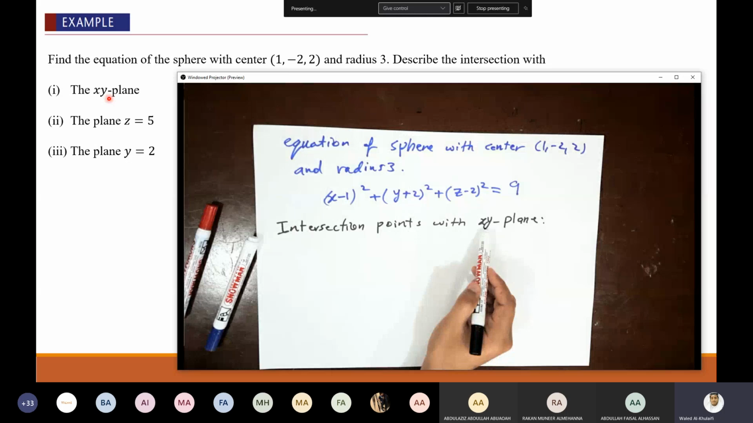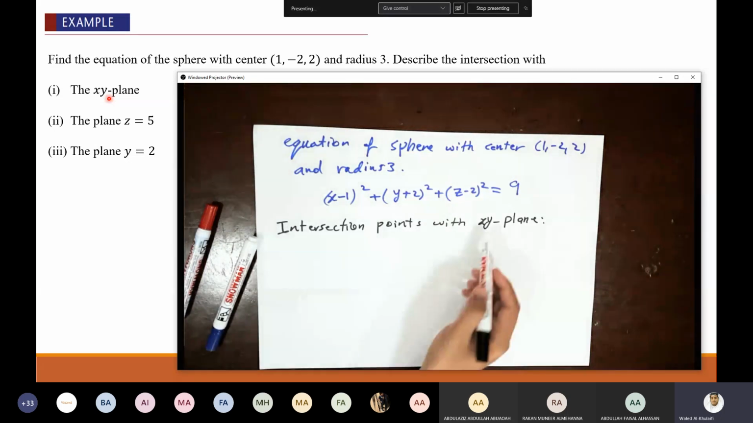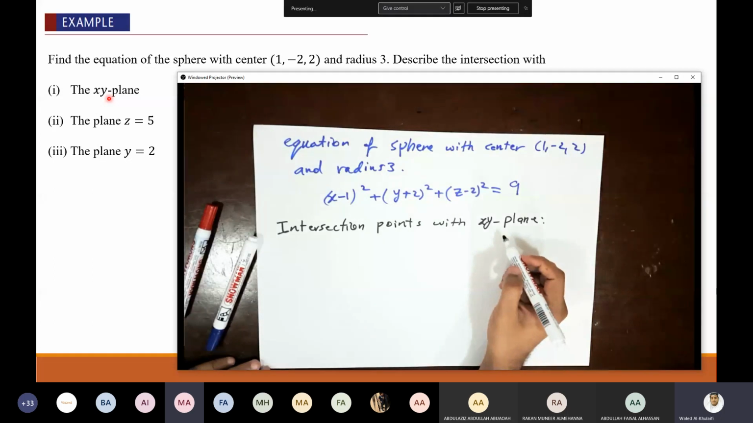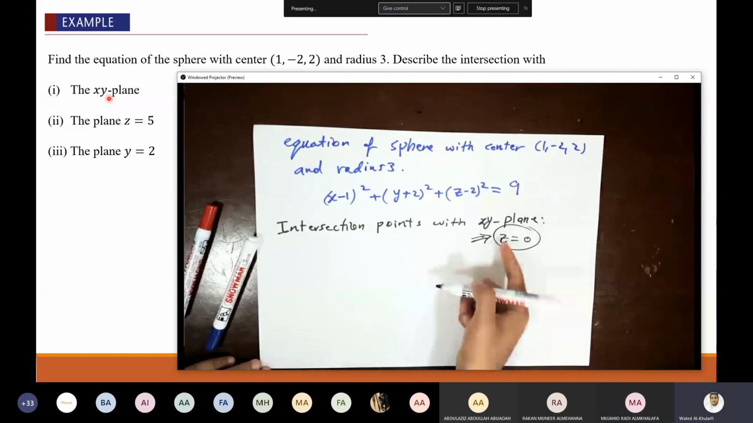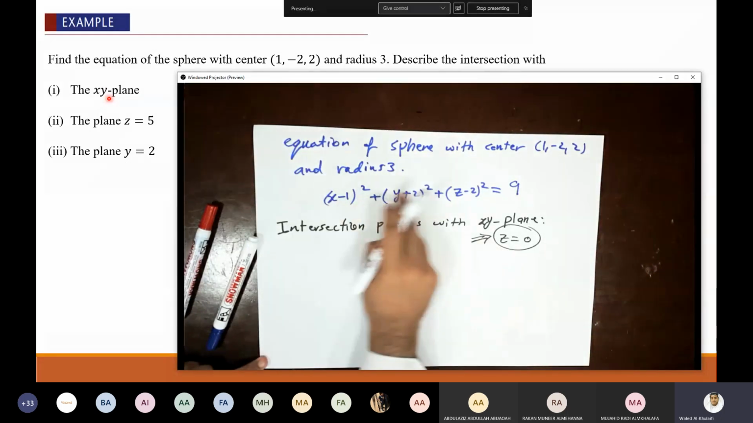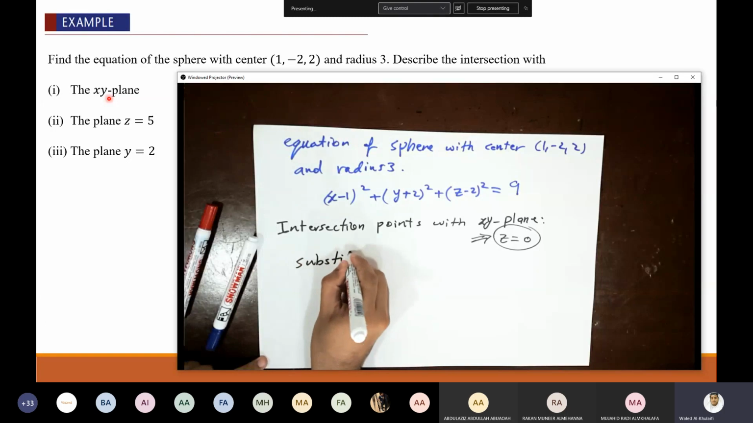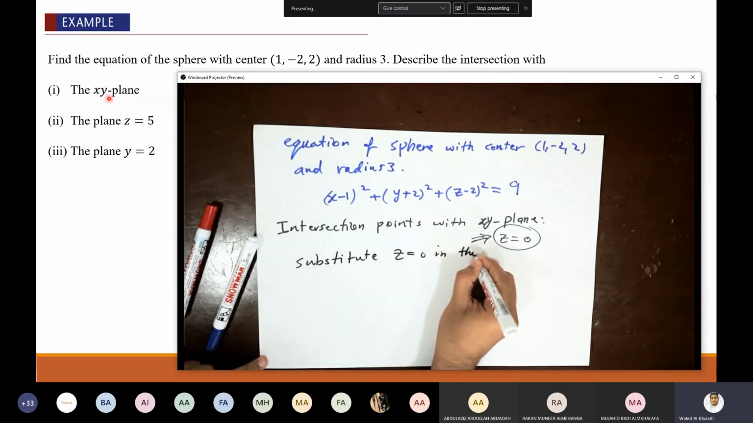What is the equation of the xy plane? Do you remember? Raise your hand if you remember. Mujahid. Z equals 0. Yes, z equals 0. This is the equation of the plane, the xy plane. So I have z equals 0. So what can I do? Substitute z equals 0 in the equation.